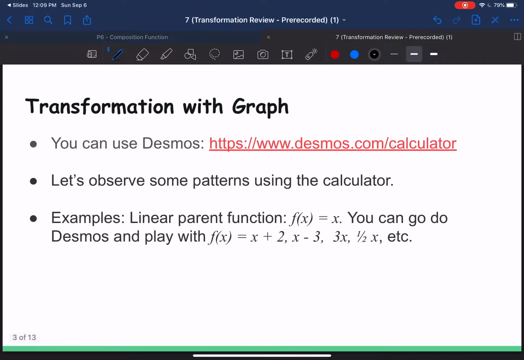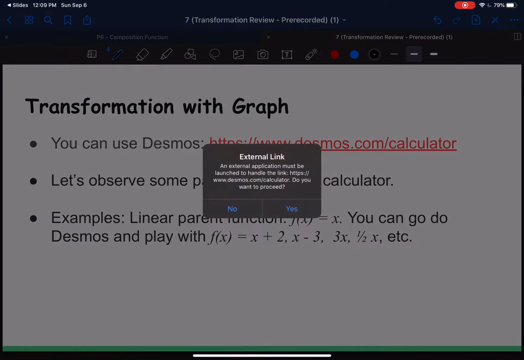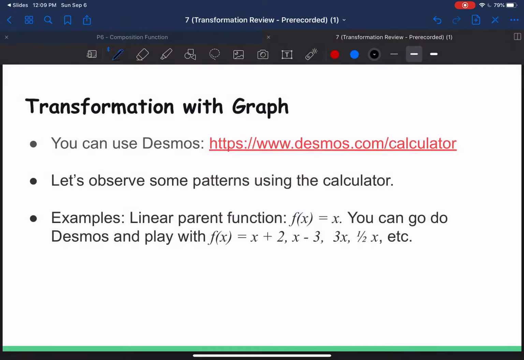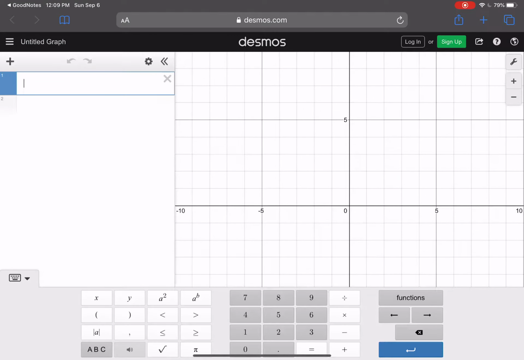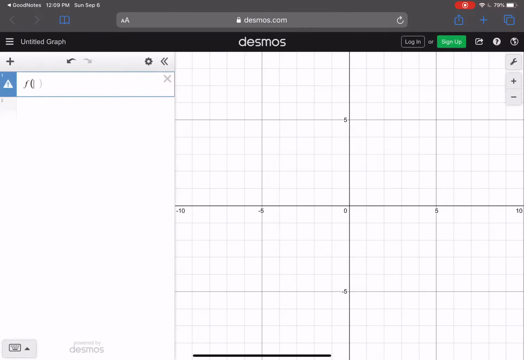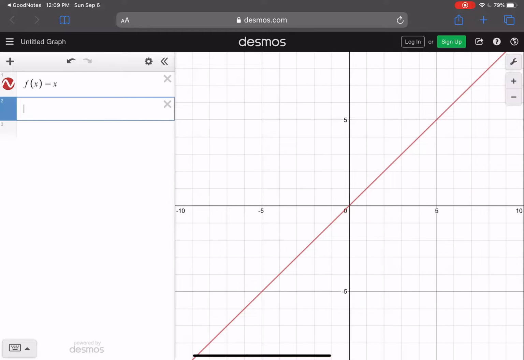Let's go over Desmos. I told you you can use Desmos, which is a graphing calculator. You can simply copy or type this link. Let's open it and see some transformation examples. So here you can type f of x or y, that's the same thing. And I just put x. This is your parent linear function.